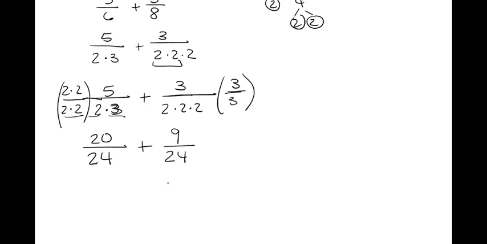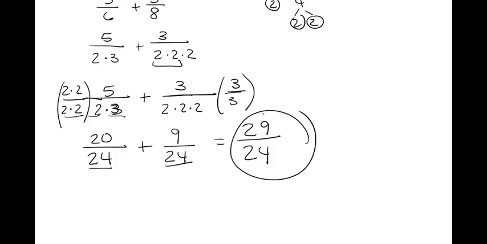So now we have a problem that we can do as we have the same denominator. So we would just add the top together. So 20 plus 9 is equal to 29, and we just leave the denominator the same as 24. And this is in reduced form, so we can just go ahead and circle that.